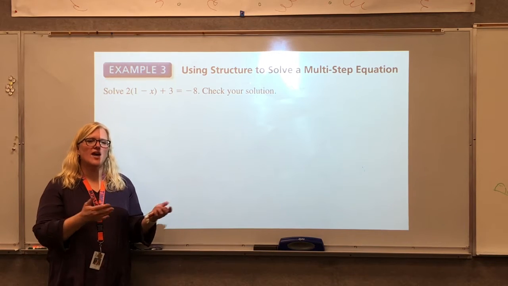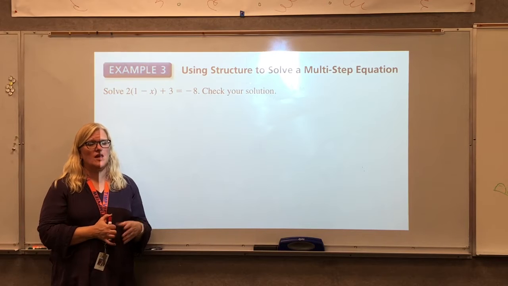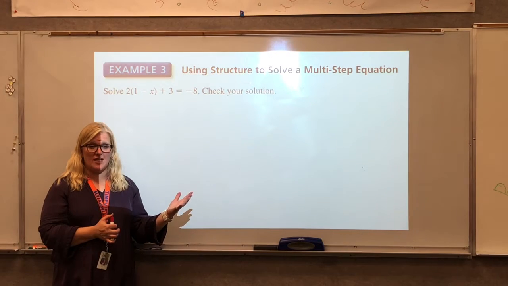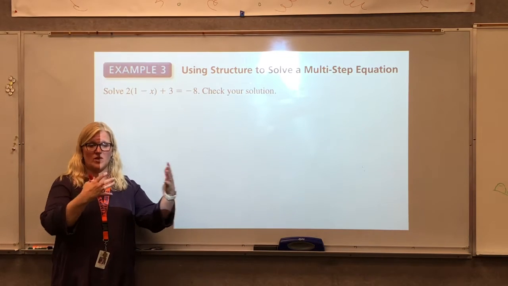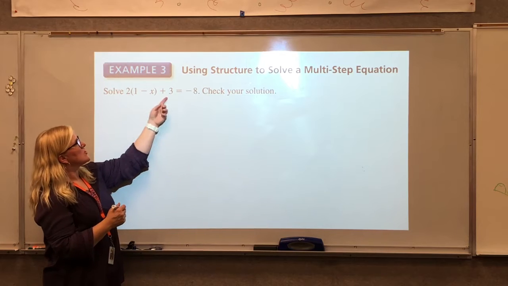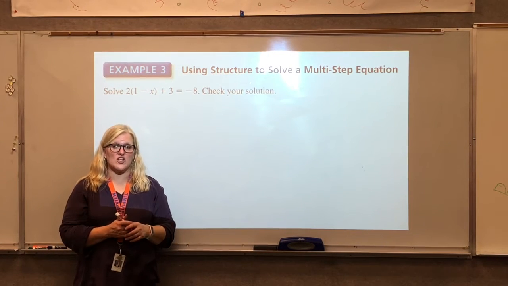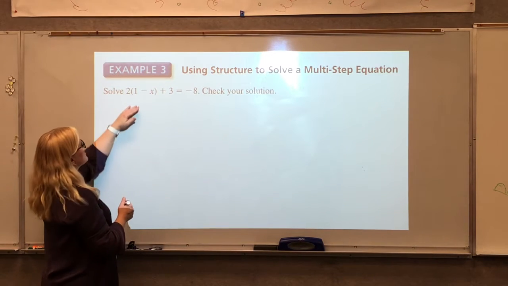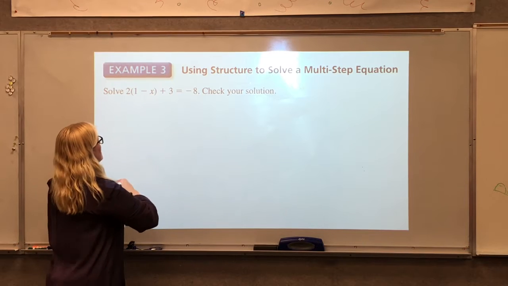All right, so now we have an example where things are going to get a little more complicated. We're going to use the distributive property to simplify, so we can simplify both sides of the equation, and well, in this case, just this one side, and then we can combine like terms, and then we can keep going to solve. All right, so the first thing I'm going to do is I am going to distribute this 2.